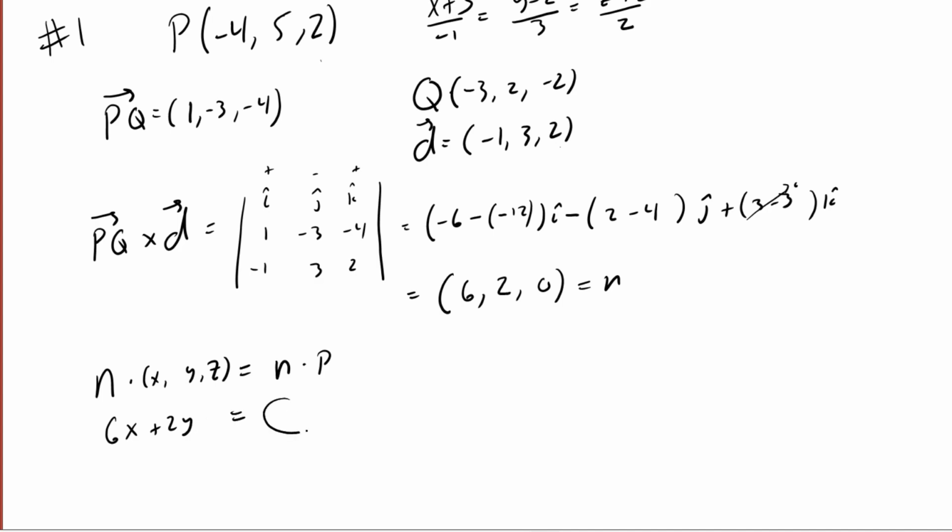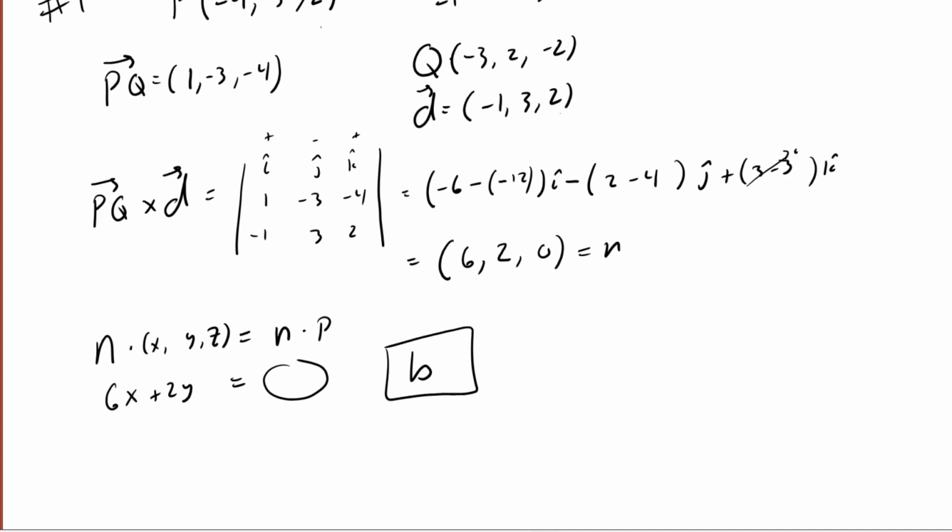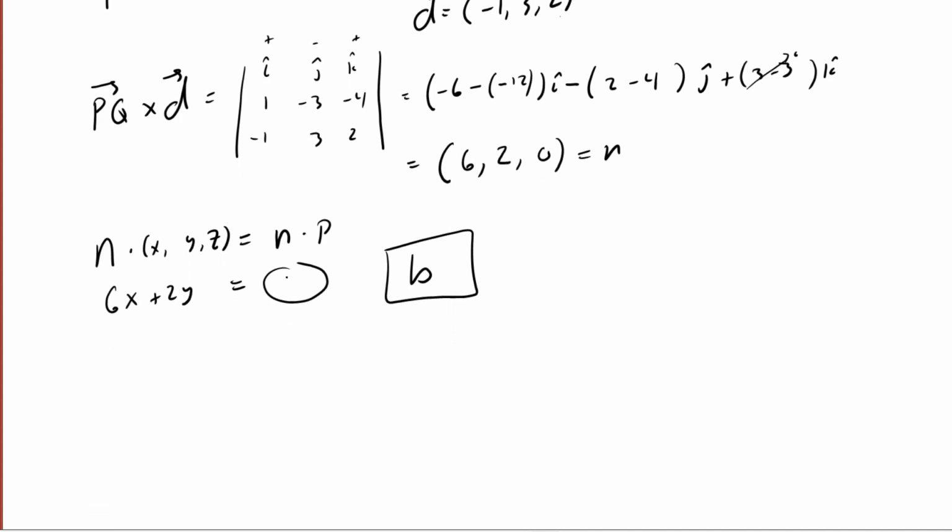equals something. I could pick any point here, and it really doesn't matter, but if I look at the answer choices, there's only one answer choice that fits with the 6x + 2y, which was answer choice B. I know Q was in the plane, and I also know that P was in the plane. So I could have picked either of those to fill in this right-hand side.